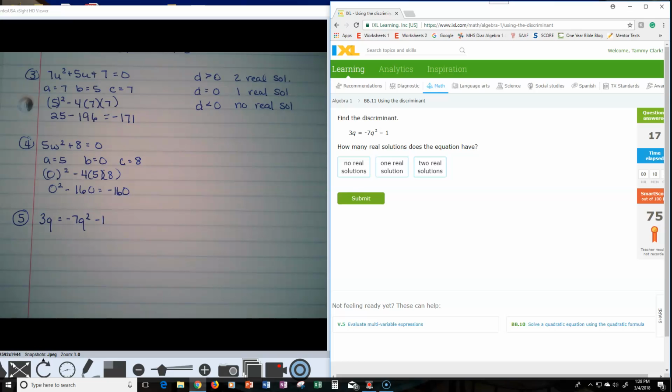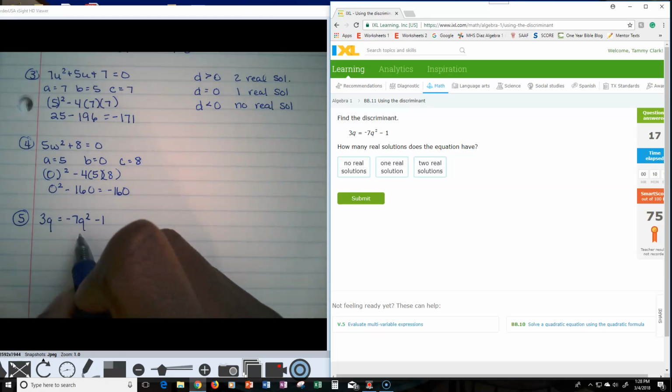We're going to continue to find the discriminant. You might notice this one looks a little bit different than all the others. What you have to remember is that regardless of how the quadratic looks, you must always have all of your terms A, B, and C on the same side, and the quadratic equation must be set equal to 0.